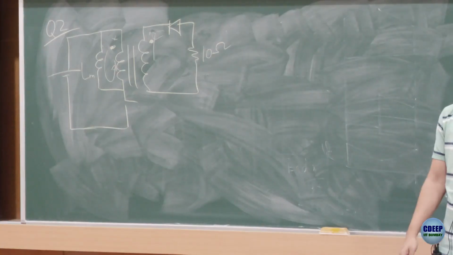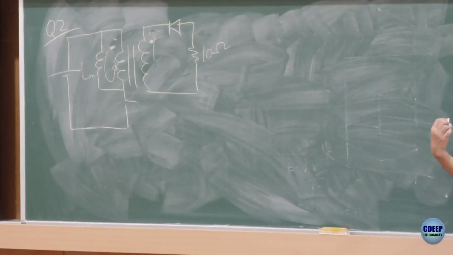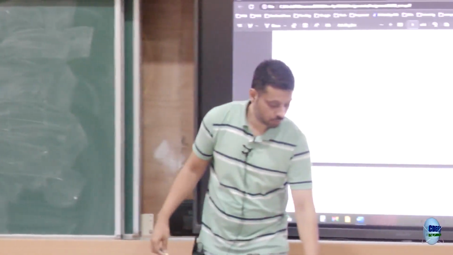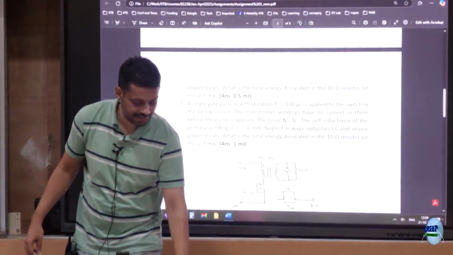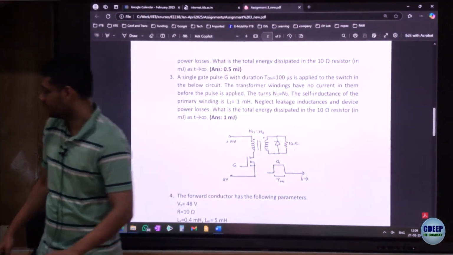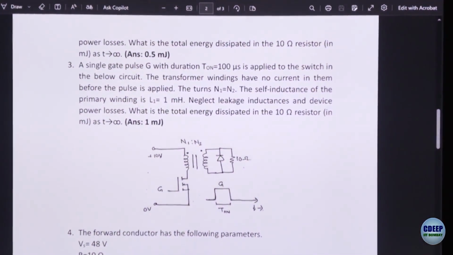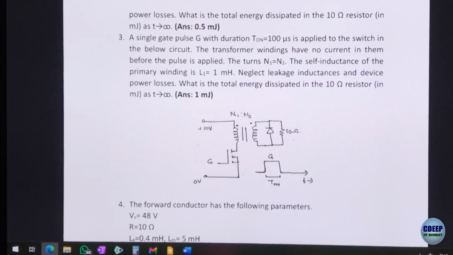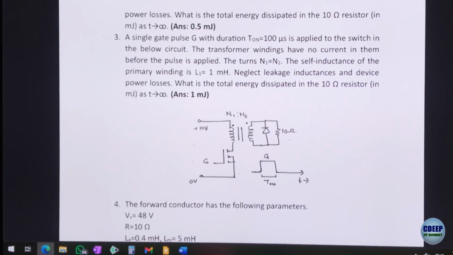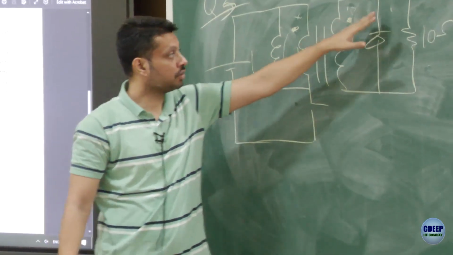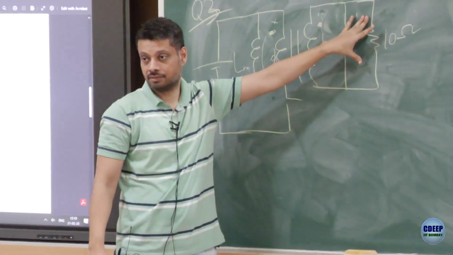Any doubt? The next question, question number 3, very same question. The circuit is slightly changed. In question 3, instead of this diode here, you have put another diode like this. Now this works in a little bit different way, because now when you turn on the switch, this dot is positive, so this dot is also positive, and this positive voltage gets applied across the resistor.